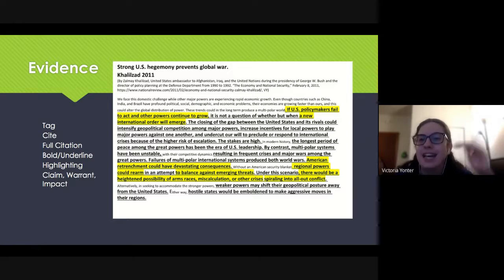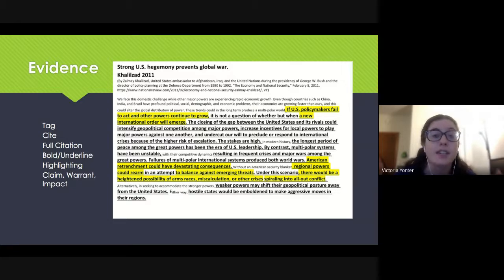That's what makes it evidence, is that claim, warrant, and impact. And so what this would sound like in a debate round: first I read the tag, strong U.S. hegemony prevents global war. Now I read the short cite of Khalilzad in 2011. Then I would just read the highlighted parts here, which is if U.S. policymakers fail to act and other powers continue to grow, a new international order will emerge. Then I skip down to the highlighting. Again, American retrenchment could have devastating consequences. Regional powers could rearm to balance against emerging threats. There would be a heightened possibility for arms race, miscalculation, or other crises spiraling into all-out conflict.